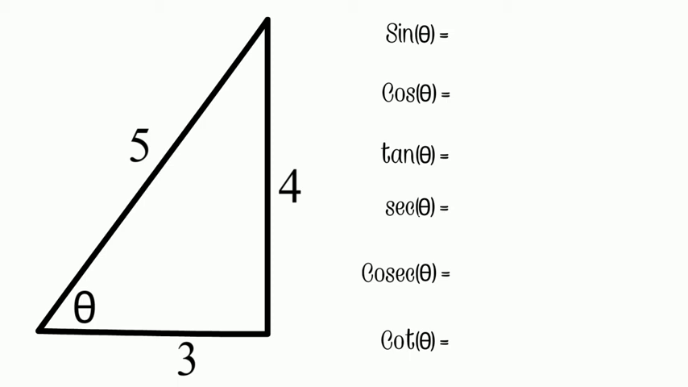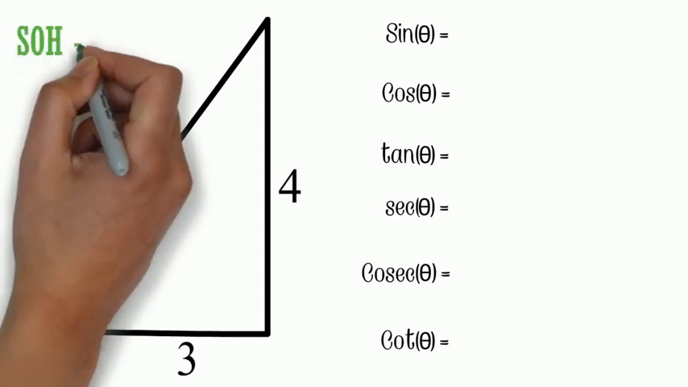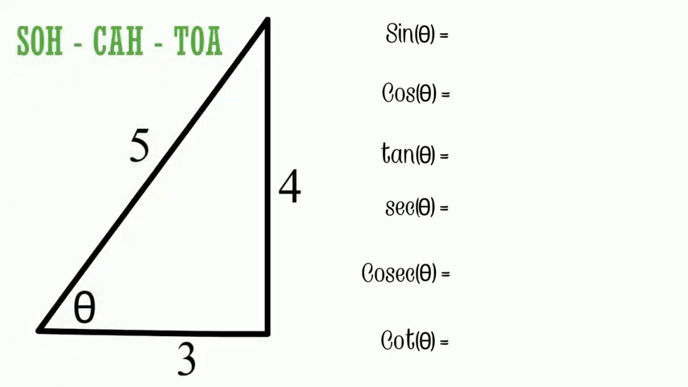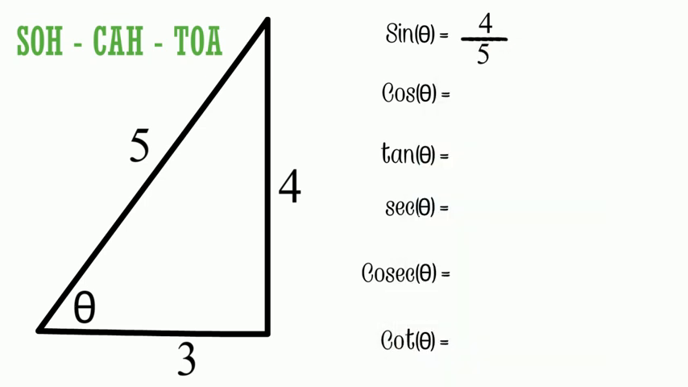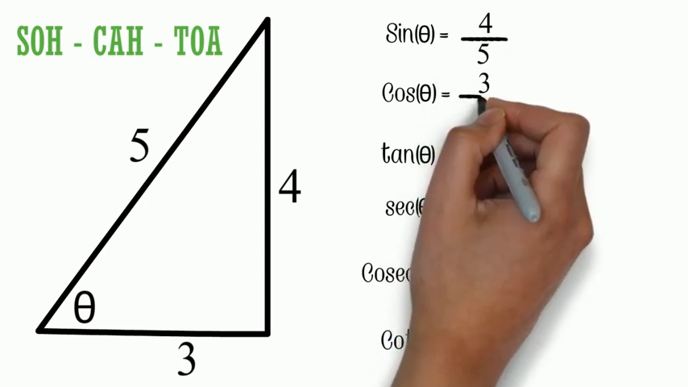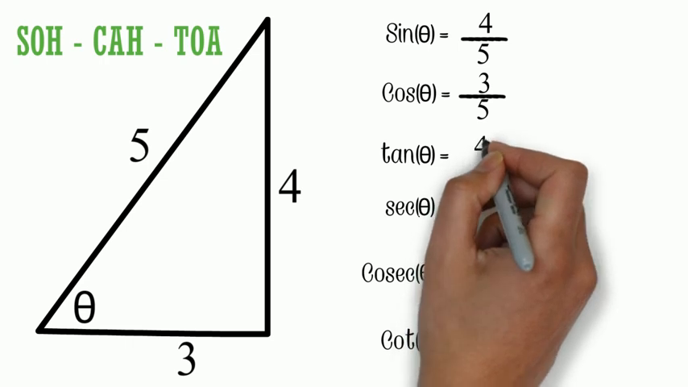So the first thing we do is write the mantra down. Soh Cah Toa. Now we can write sine theta as, since it is opposite over hypotenuse, 4 by 5. Similarly, cos theta 3 by 5. Tan theta as 4 by 3.